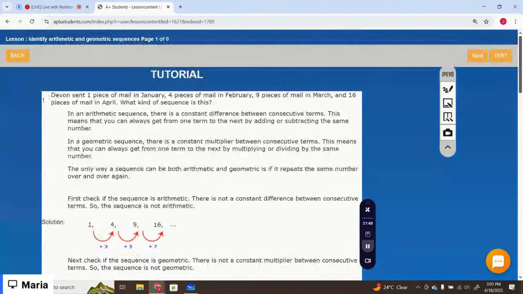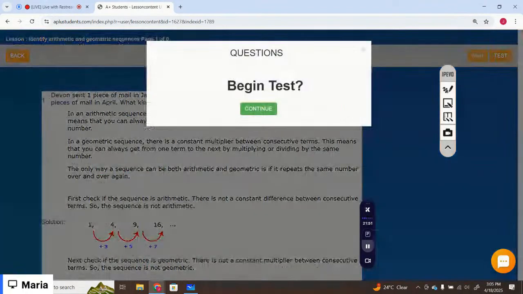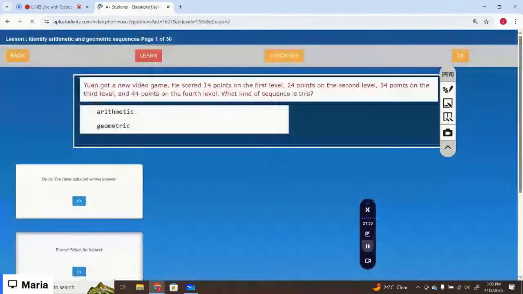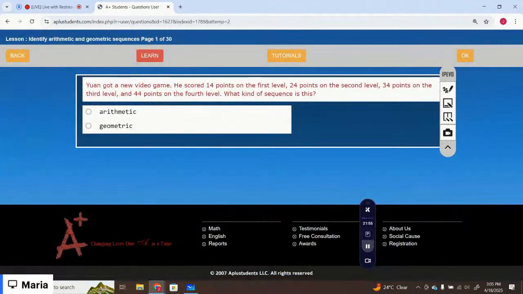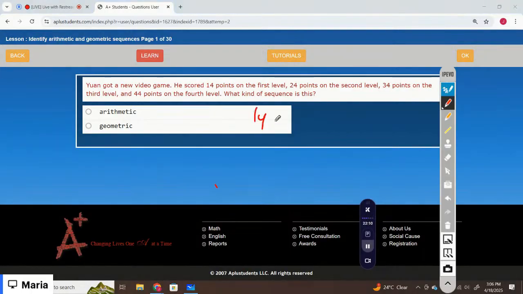So let's just start with the test questions. Yuan got a new video game. He scored 14 points on the first level, 24 points on the second level, 34 points on the third level, and 44 points on the fourth level. What kind of sequence is this?